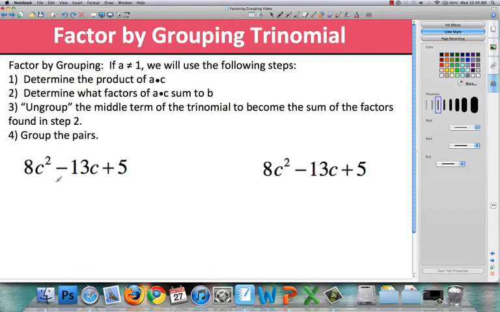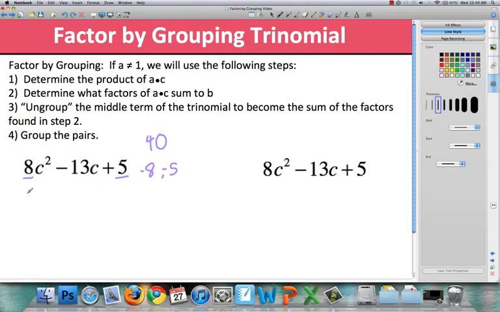Our first step is going to be determining the product of a and c, which would be 8 times 5. If we do 8 times 5, we get 40. We are going to now determine what factors of 40 will also add to our b term, which is negative 13. So we're multiplying to 40, and we're adding to negative 13. So we're using the factors 8 and 5. Since 40 is positive and 13 is negative, they're going to be a negative 8 and a negative 5.